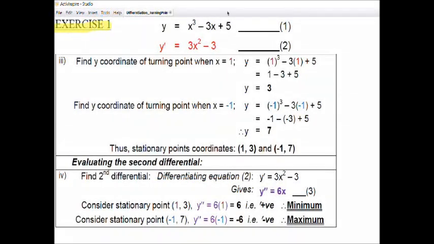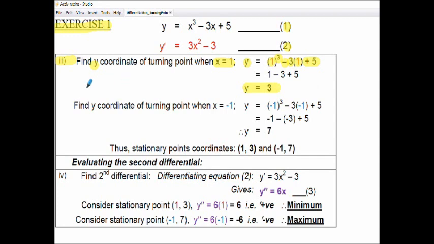Here I've just repeated equations 1 and 2 for convenience. So step 3 of our process, we found the value of x for the turning points. We need to find the value of y now, so we're going to use equation 1 for this. So for the value of x equal to 1, we simply put 1 into equation 1 wherever we see an x. So it's y equals x cubed, so that'll be 1 cubed, take away 3 times 1, plus the 5. If we do the arithmetic on that, we will see that y is equal to 3.